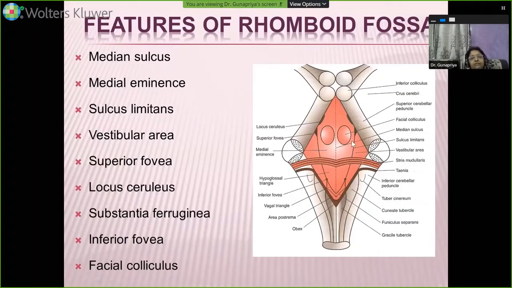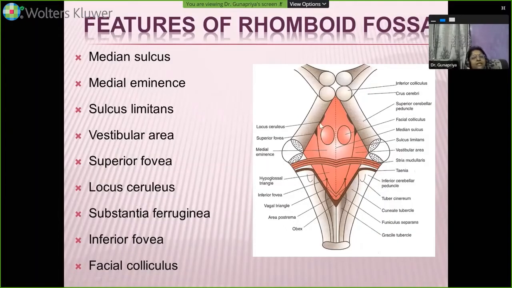The sulcus limitans, if you trace it above, ends in a depressed area known as superior fovea. The same sulcus limitans, if you trace it below, will end in another, lower down depressed area known as inferior fovea. And even beyond the superior fovea, you find a darkly pigmented area known as locus ceruleus.